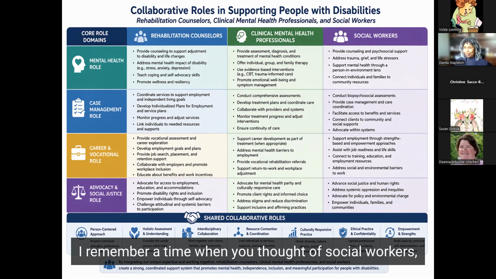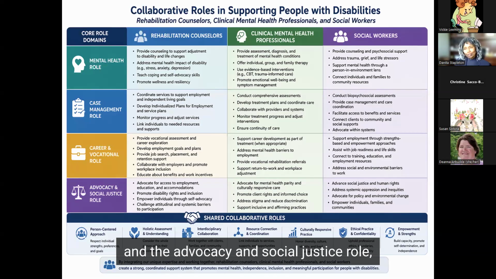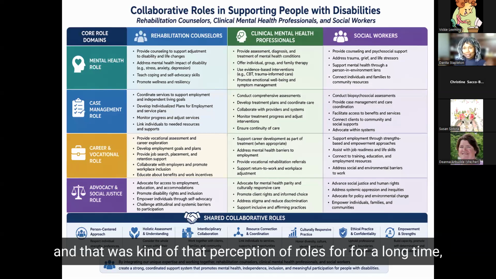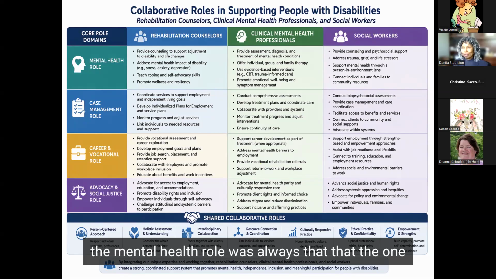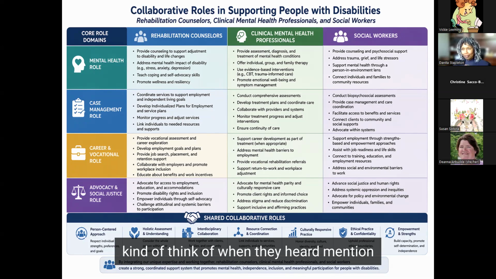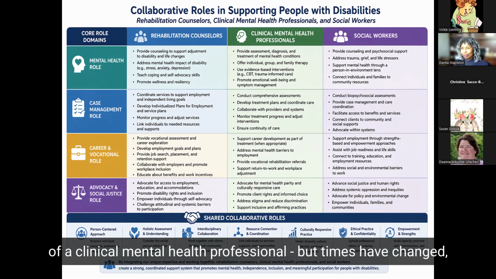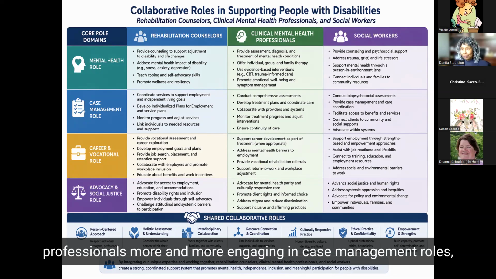I remember a time when you thought of social workers, what came to mind was the case management role predominantly, and the advocacy and social justice role. And that was kind of the perception of roles for a long time. With the clinical mental health professional, the mental health role was always the one that was most obvious, or the one that people would kind of think of when they heard mention of a clinical mental health professional. But times have changed, they're changing. We see clinical mental health professionals more and more engaging in case management roles.